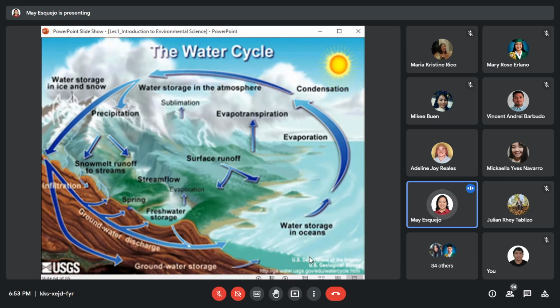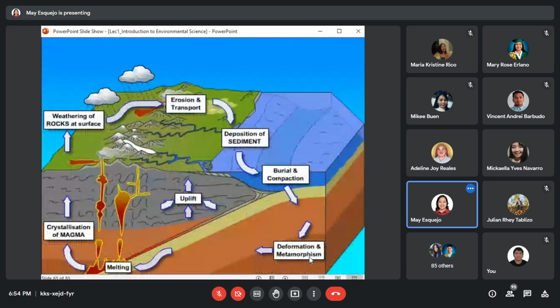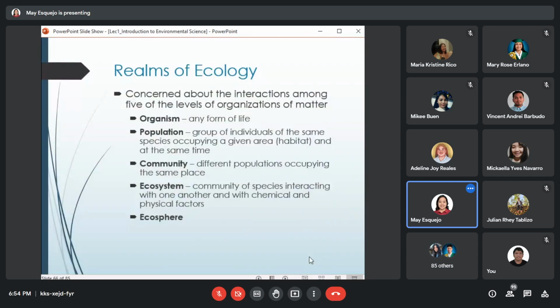Okay? So you can see the evaporation, and then it will condense and then precipitate down to the mountains, streams. Then you can have the freshwater storage, and so on. Okay? The same here with the soil. Okay, the rocks. Okay, the formation of that. And paano siya nagagamit, paano siya store as sediments, and so on. So these are important cycles. Okay, so we at least review of the ecology.